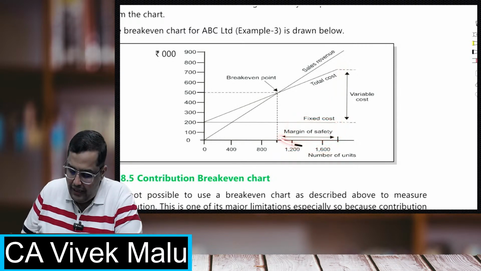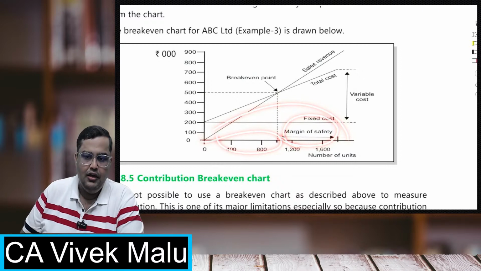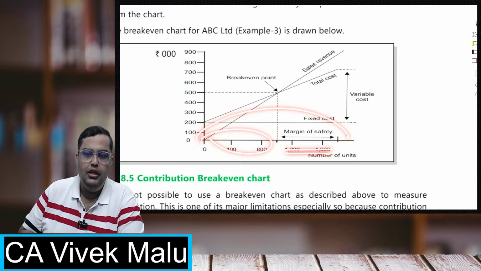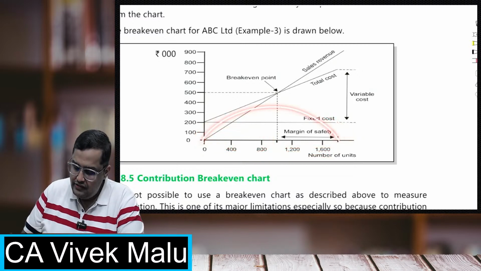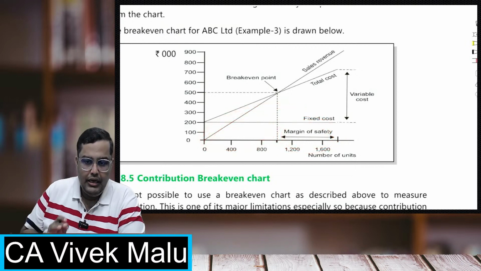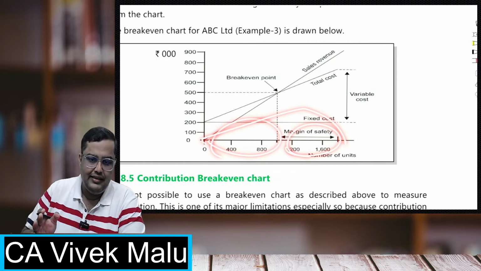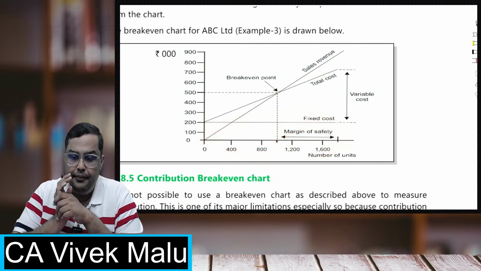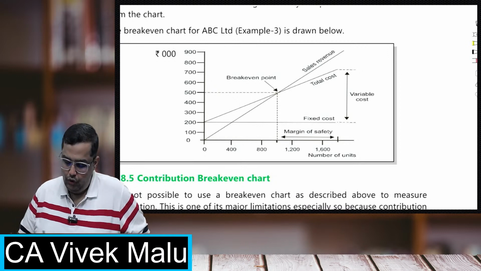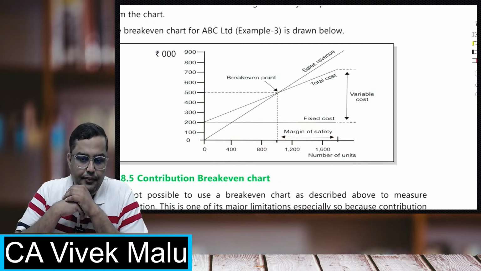So to derive this margin of safety, what I can do is from the total sales, remove the break-even sales, and you will get the margin of safety. Similarly, from the total sales, if I reduce the margin of safety, I'll get the break-even sales. Similarly, if I add break-even sales and margin of safety, I'll get the total sales. So they are all interrelated. Remember that. I hope you are clear with that.